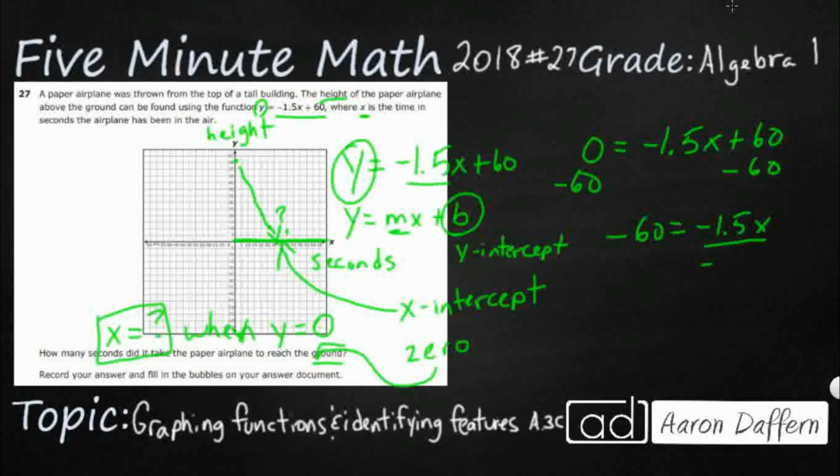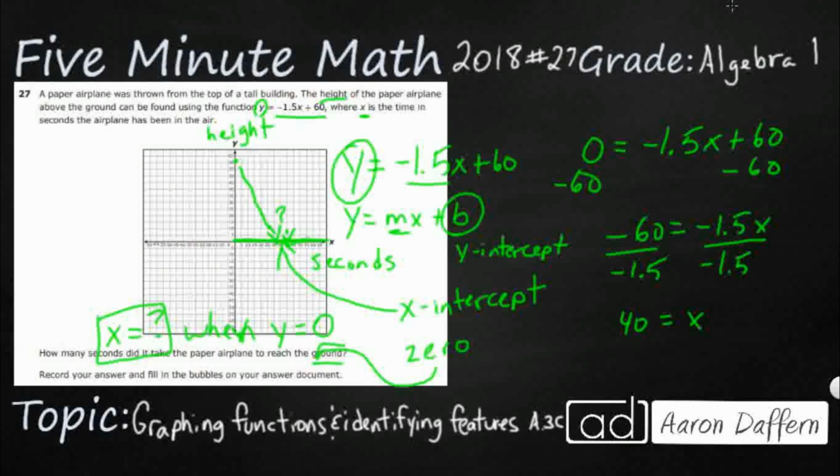Divide both sides by negative 1.5 to isolate x, and you're going to get a positive 40. I think it's right there on our graph actually. At 40 seconds, that airplane is going to hit the ground.